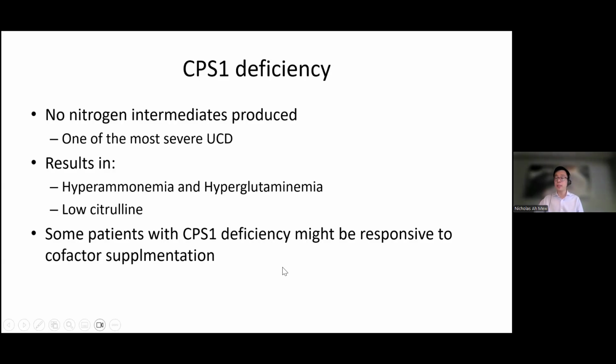There are some patients with CPS1 deficiency that have single amino acid substitutions that might be responsive to cofactor supplementation. And again, as you've already discussed, this is a common paradigm in biochemical genetics, that pharmacological supplementation of a cofactor may help with stability, et cetera, and you may get improved enzymatic function from this.